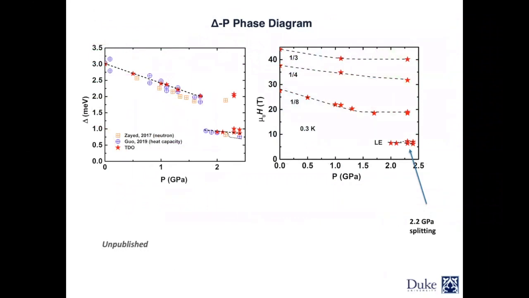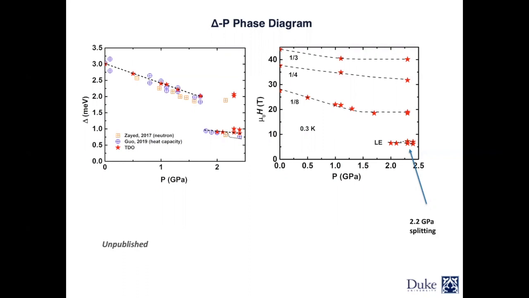So here, I'm showing you the pressure and the gap. We started to convert our field to gap energy. Let's start from here. This is the magnetic field as a function of pressure, and I'm tracing 1/8, 1/4, 1/3, and also the LE mode, the one that is happening at a lower magnetic field. So you're seeing that these start to move down. This is plateauing, this is also moving down. The LE mode starts to happen at around 6 or 7 Tesla, but it also starts to double, okay?